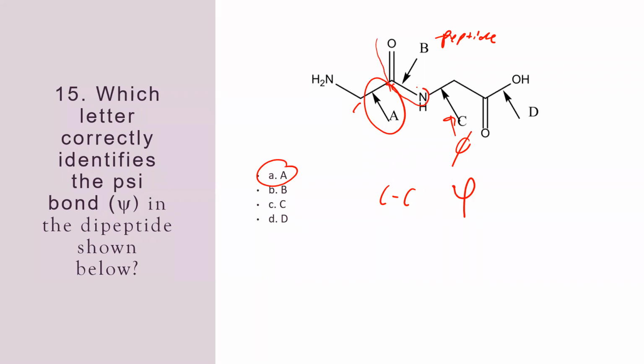What's cool about peptide bonds is they have partial double bond character, right? Which means they are planar, good job. Any questions?